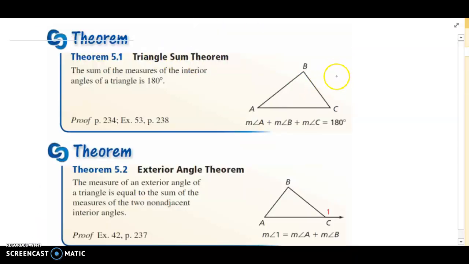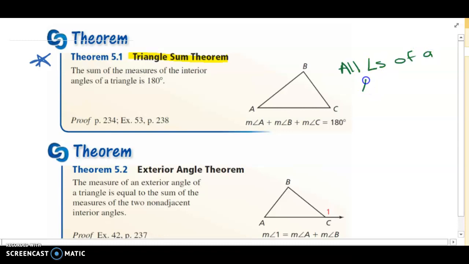All right, so we have a couple theorems. Now this theorem here, a lot of people would tell you that this theorem is the most important theorem of geometry. And all this theorem tells us is that all angles of a triangle add up to 180 degrees. So if we add up all the interior angles of a triangle, every single time we get 180.